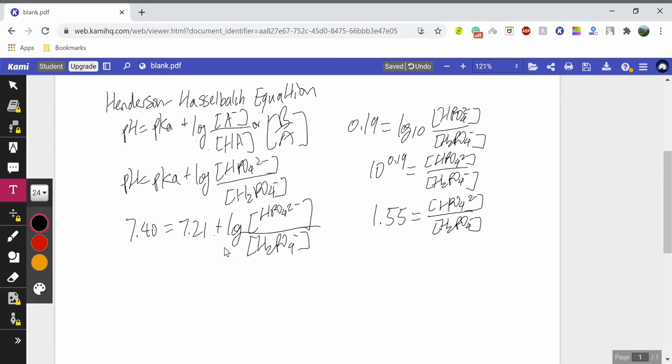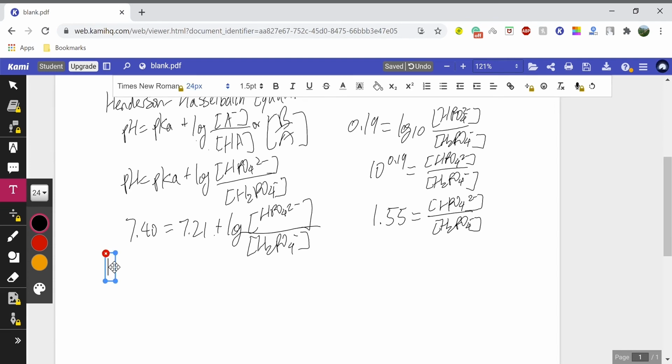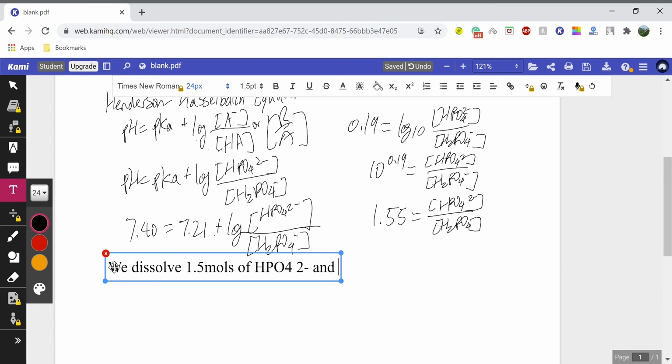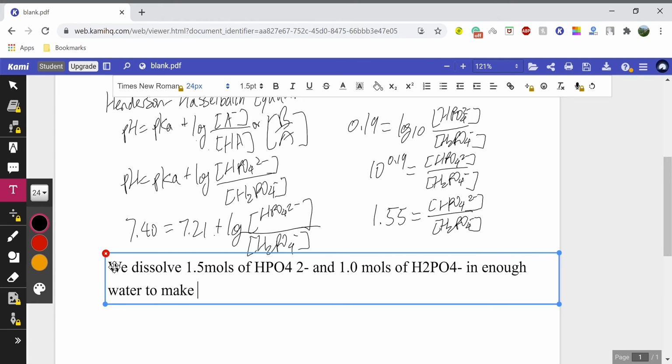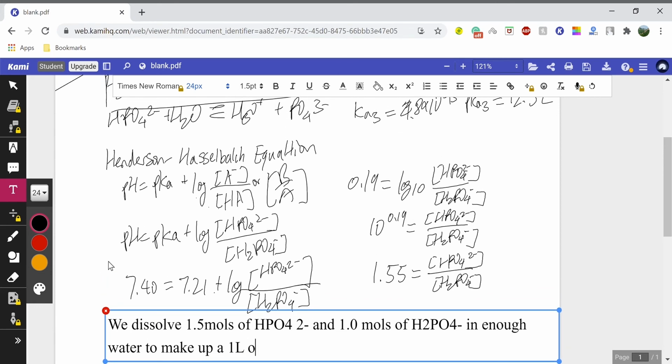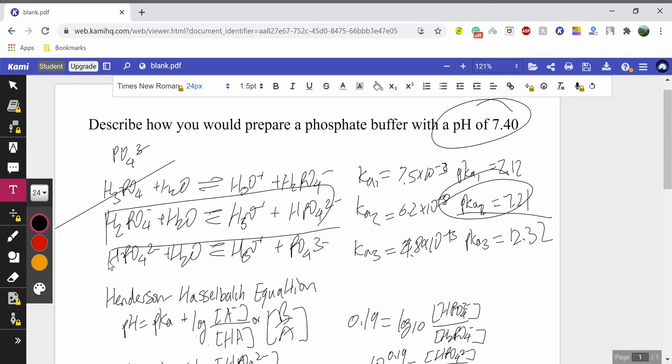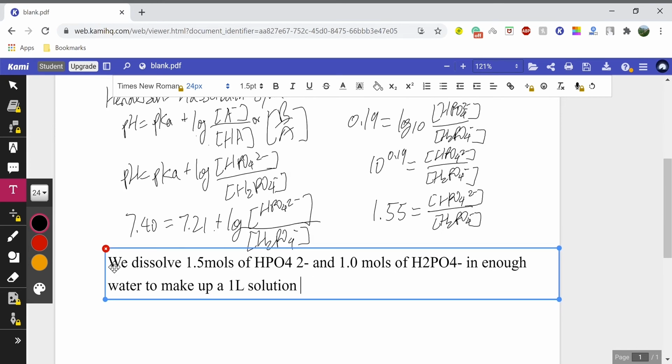So what this tells us is we need to dissolve 1.5 moles of HPO4 2 minus and 1.0 moles of H2PO4 minus in enough water to make up a 1 liter solution of a pH of 7.4.